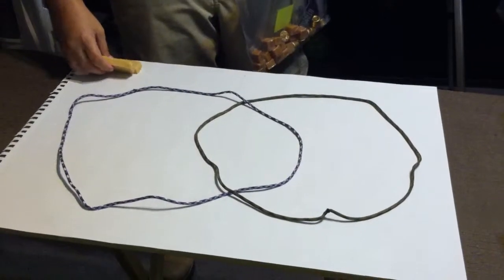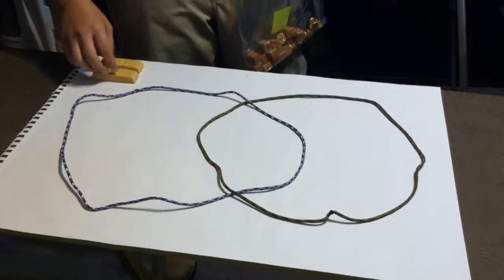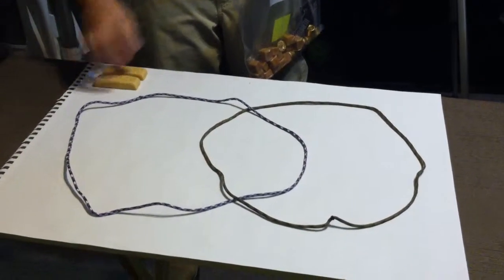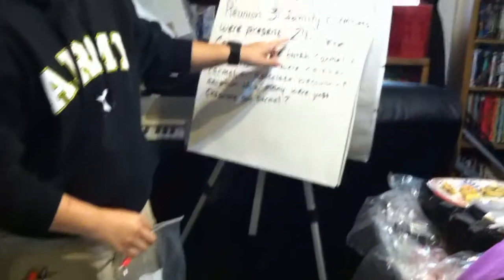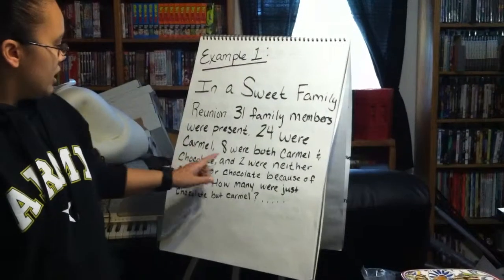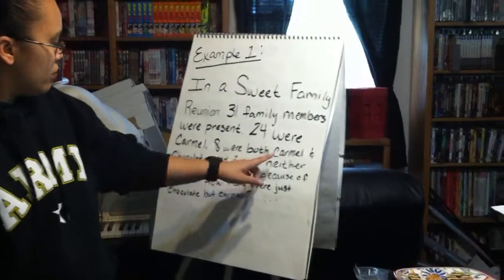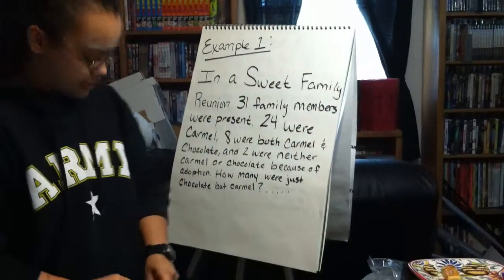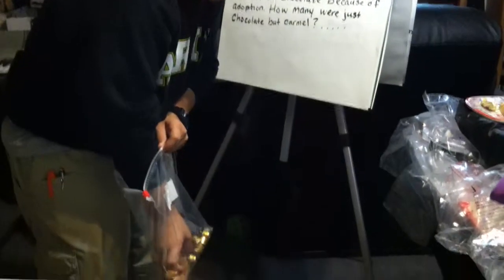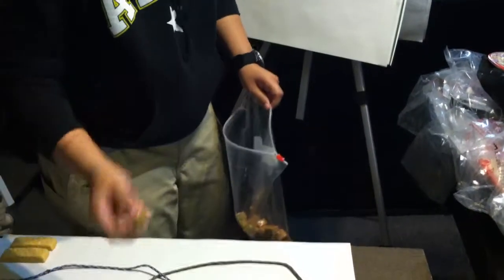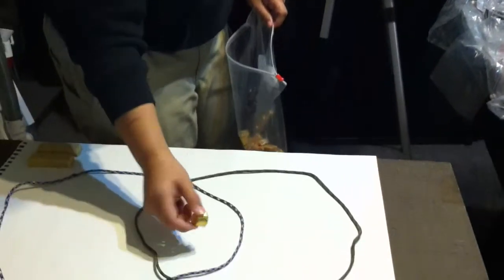And here I'm going to use shortbread cookies because they were neither, as you can see. And it said we had 31 and 24 were caramel, and 8 right here were both caramel and chocolate. So that's the ones we were going to focus on first. So we had 8 that are caramel and chocolate, so I decided I'm going to use Rolos because they're both caramel and chocolate.